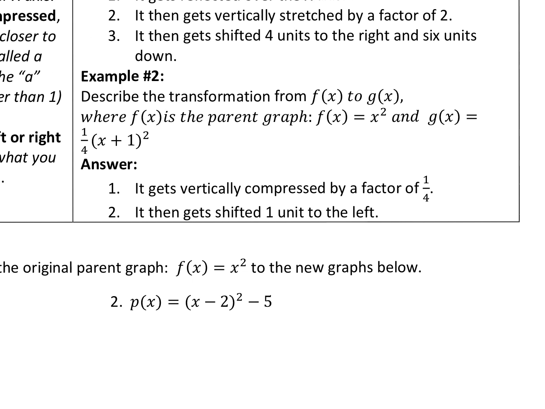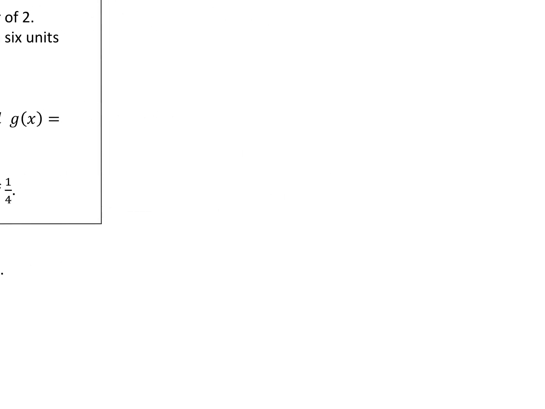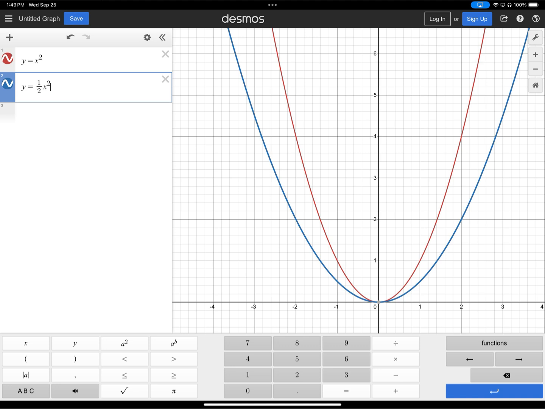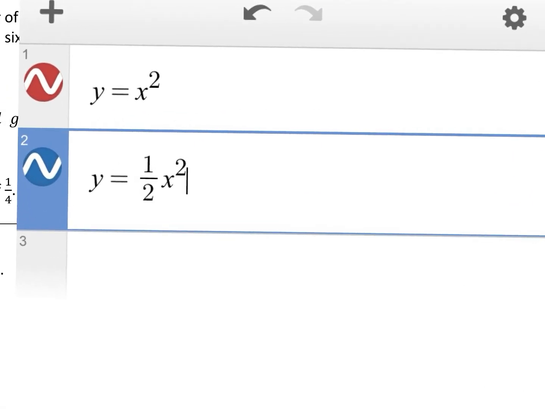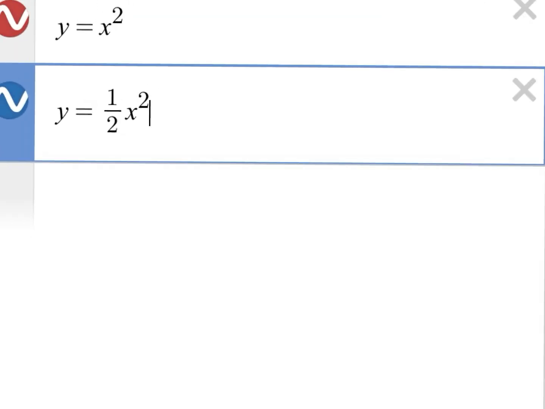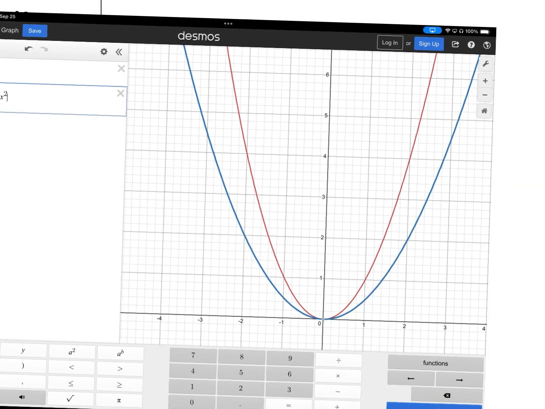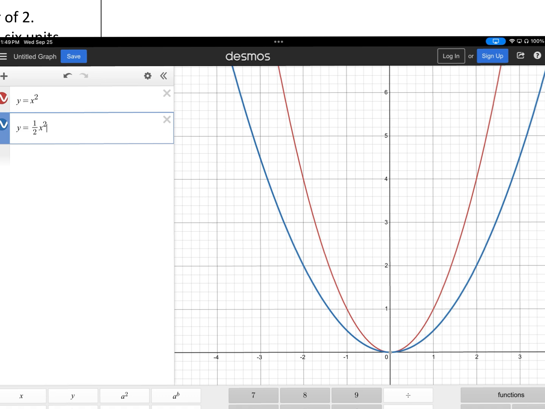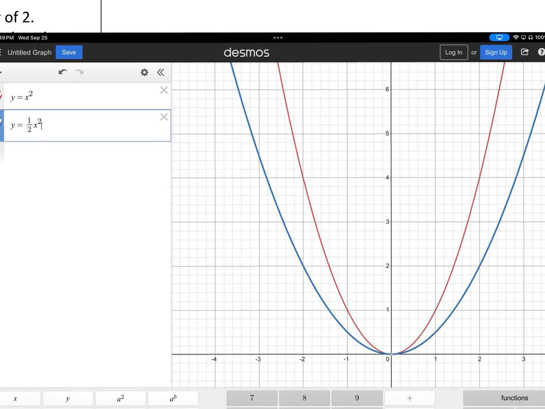It's as simple as this, guys. So I went to Desmos and I graphed both y equals x squared and y equals 1/2 x squared. Y equals x squared is the parent graph and it's in red. The a value is 1, and that makes total sense because that does have the pattern from the origin 1, 1, 2, 4, and 3, 9.